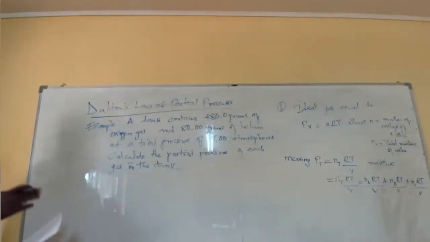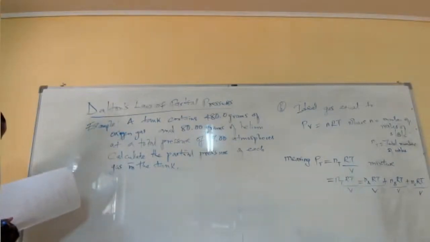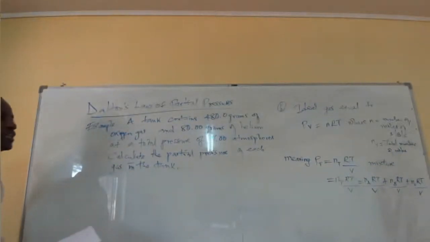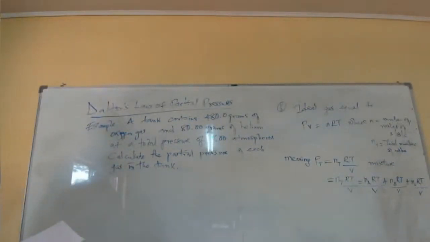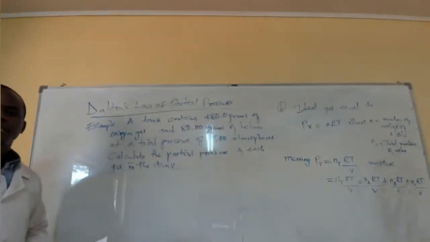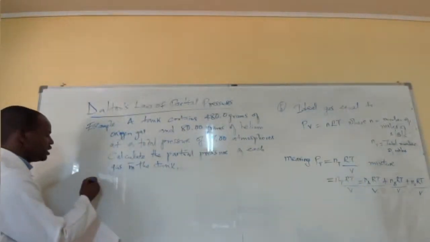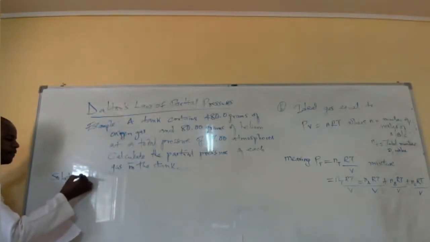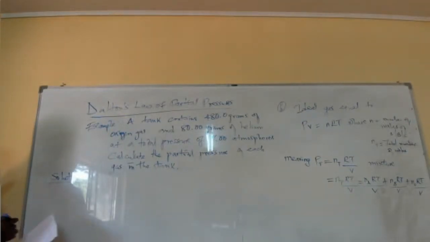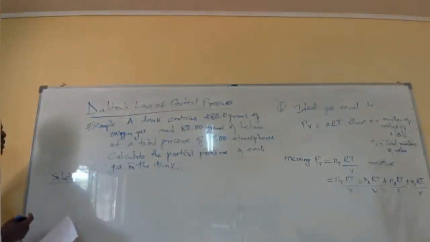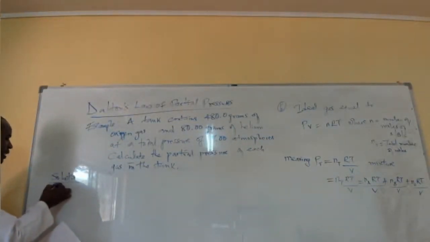So we're saying the tank contains 480 grams of oxygen gas and 80.0 grams of helium, at a total pressure of 7.0 atmospheres. Calculate the individual partial pressures of these gases in the tank. So the solution here is to first of all understand what is given and then work around to get what is not given. Here what we are given is the mass of the gases.